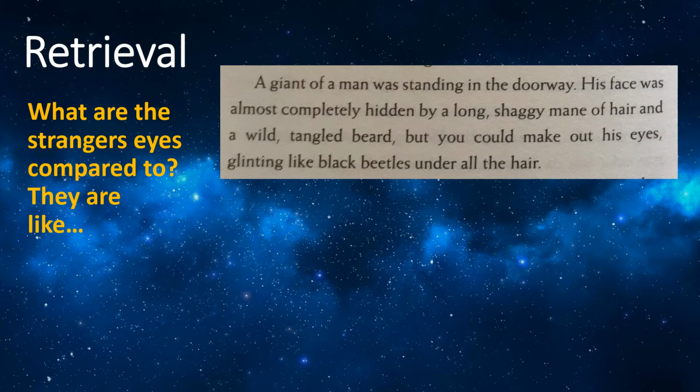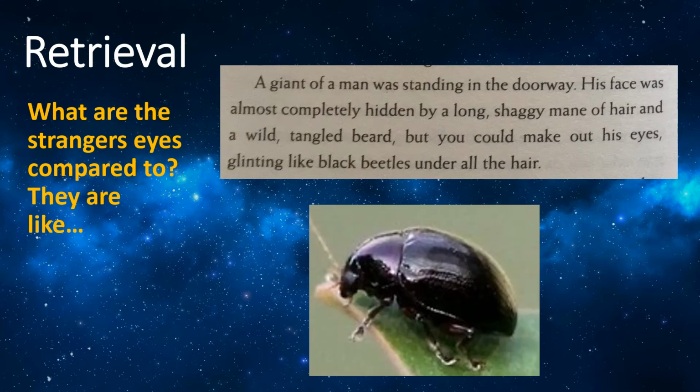So this is the stranger that appears in chapter 4. What are the stranger's eyes compared to? Well, hopefully you've spotted they were compared to black beetles. Now it says glinting like black beetles.